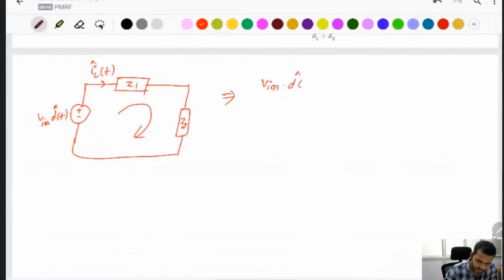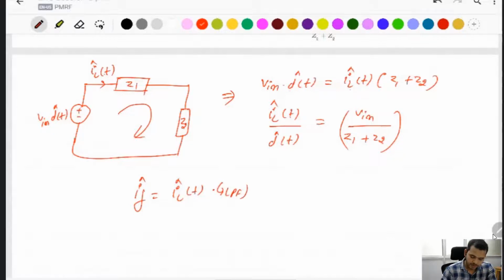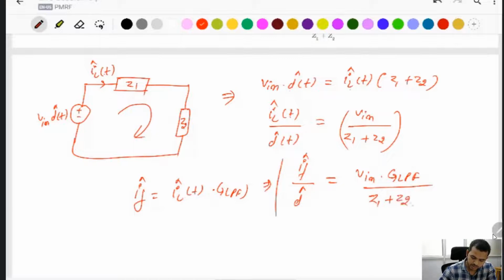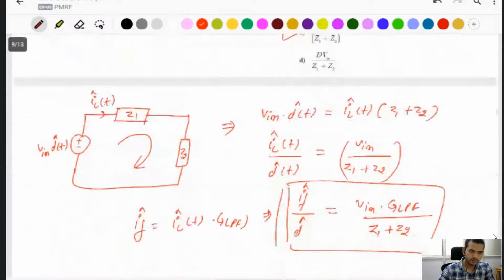V in into D cap T is equal to IL cap T Z1 plus Z2, and IL by D cap, take IL divided by D cap, and find V in divided by Z1 Z2. So you know IF is equal to IL into gain of low pass filter, multiply by this here, then find IF cap divided by D cap, V in into gain of low pass filter divided by Z1 Z2, the expression of that. I think this one is the answer, this third one. Okay.